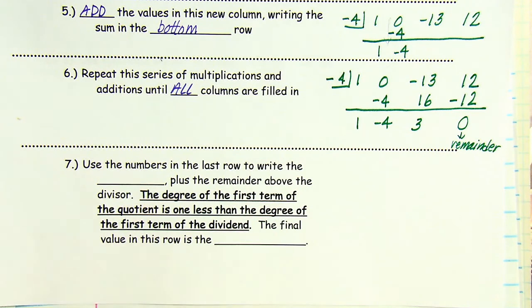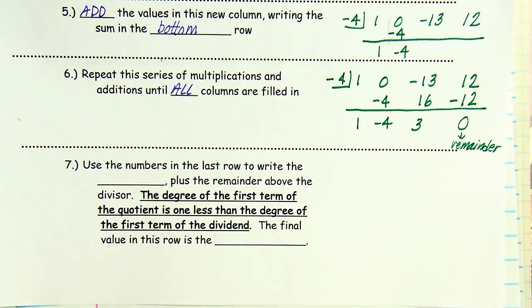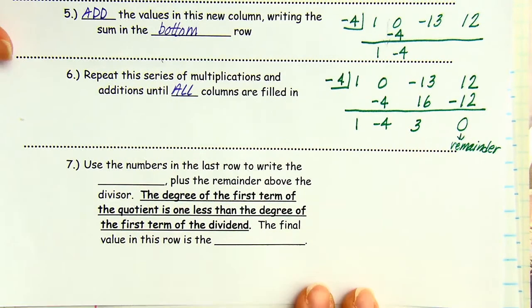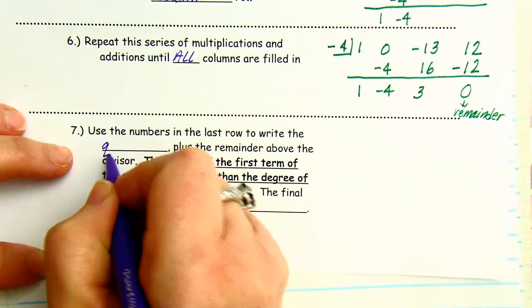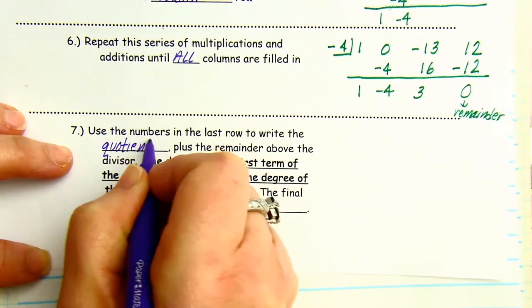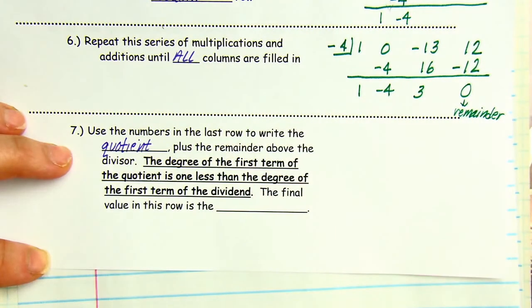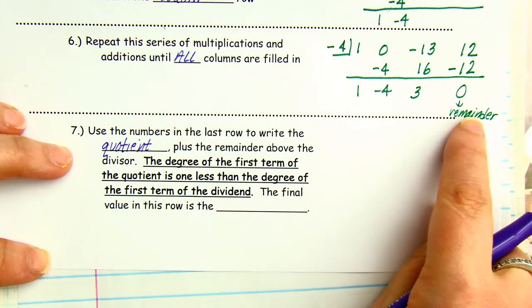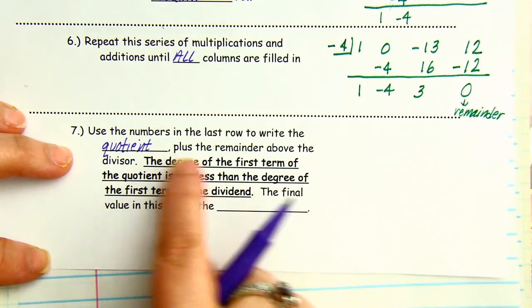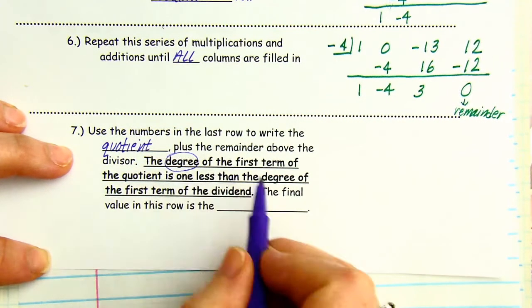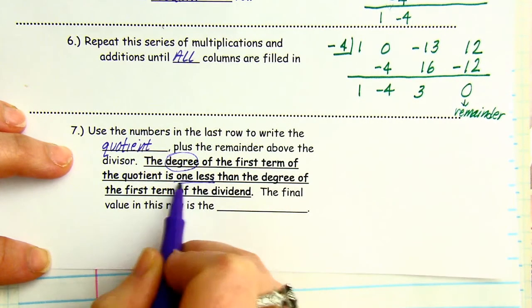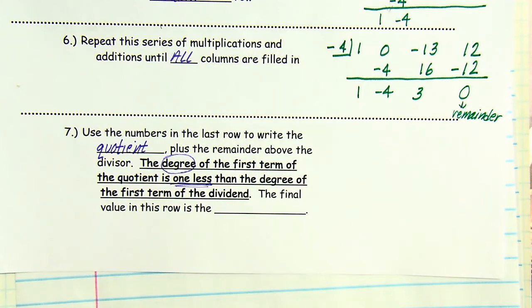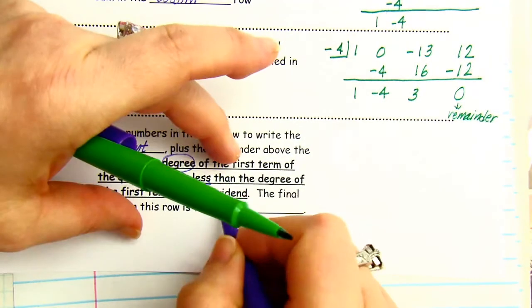This part here, we didn't fill that in because I wanted to wait until we got through all of this to at least show you the synthetic division. We're going to use the numbers in the last row to write the quotient, plus the remainder above the divisor, if there is a remainder. In this case, there is no remainder. The degree of the first term of the quotient is 1 less. Okay, you have to remember that. It's 1 less than the degree of the first term of the dividend. The final value in this row is your remainder.